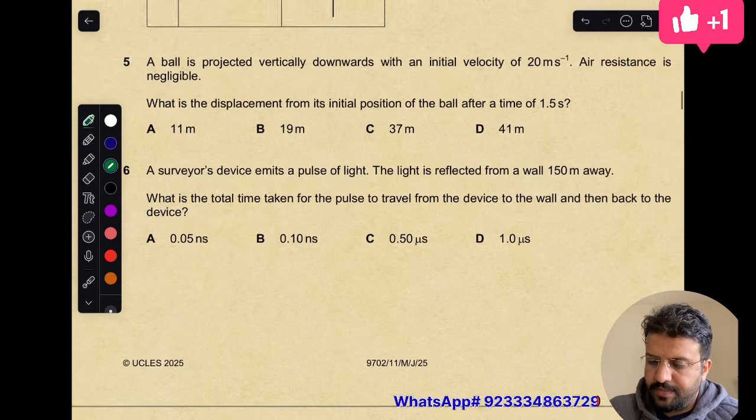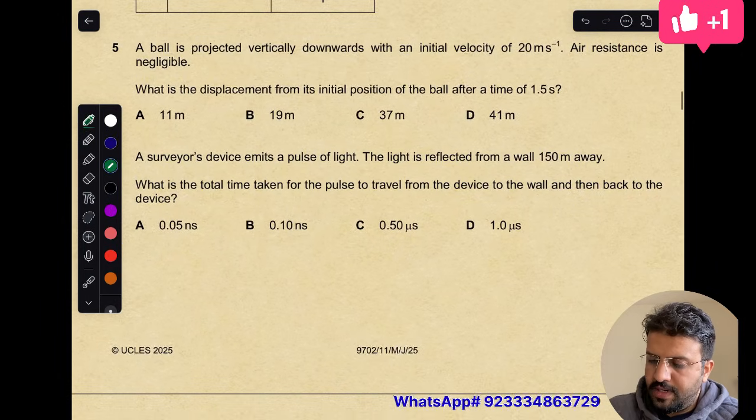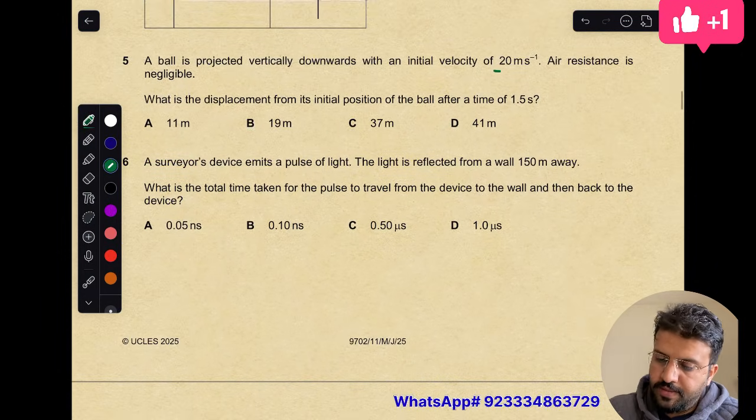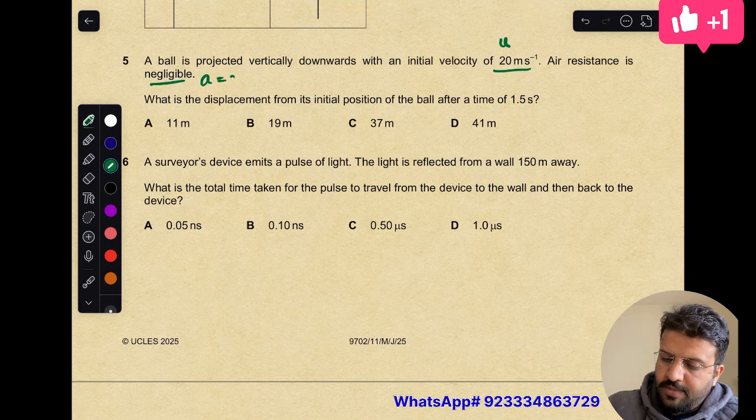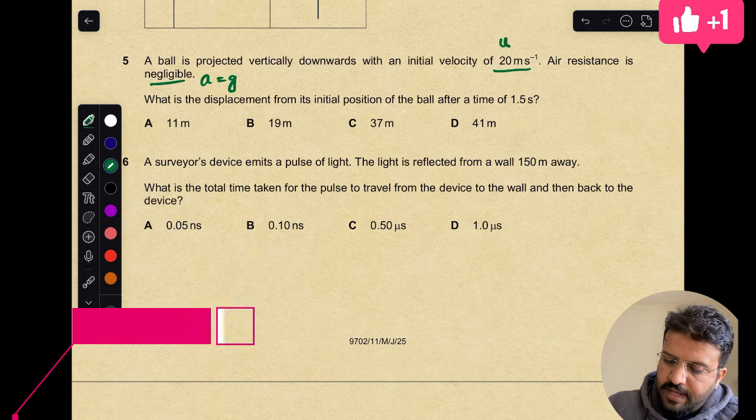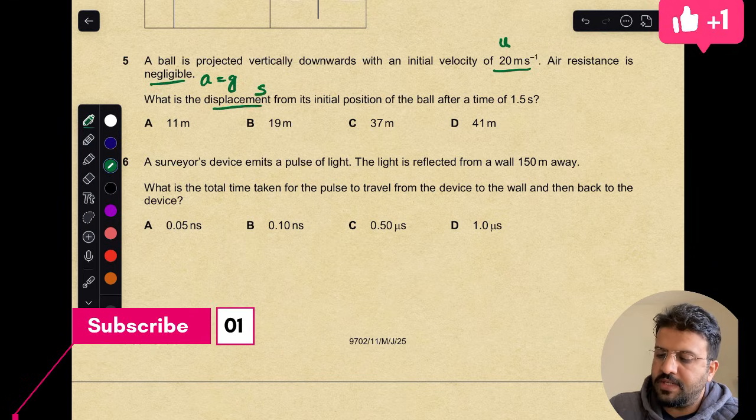In the next question, a ball is projected vertically downward with an initial velocity of u. Air resistance is negligible. When air resistance is negligible, acceleration is equal to g, we know that. And what is the displacement from its initial position? You have to find s, and you are given the time.